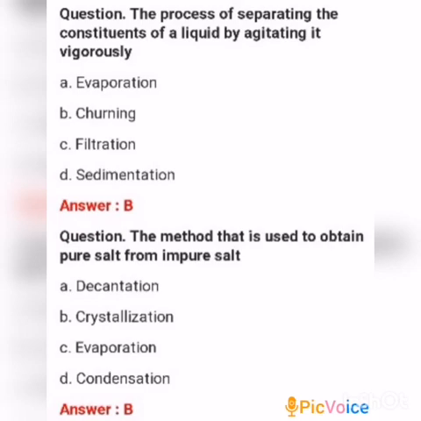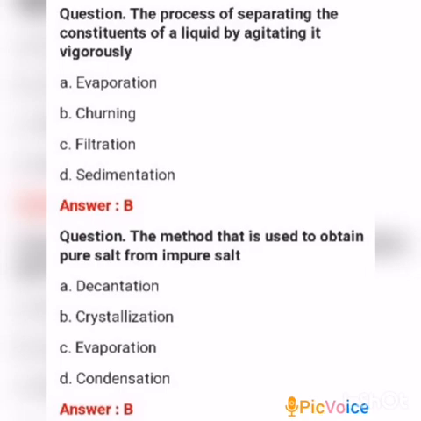The process of separating the constituents of a liquid by agitating it vigorously is dash. Options: evaporation, churning, filtration, sedimentation. Answer is B, churning.